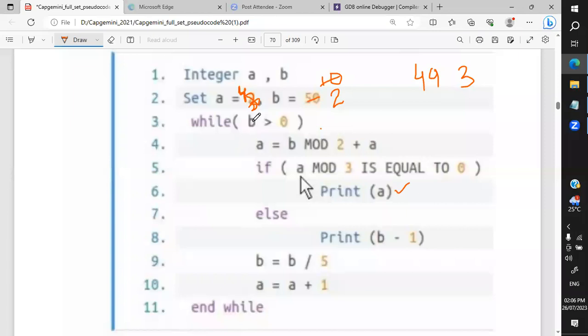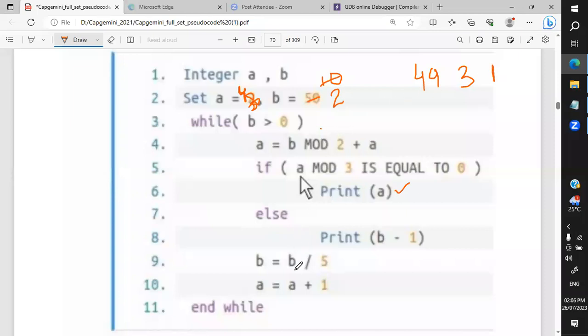Now again comes here B. 2 greater than 0. 2 enters inside. B mod 2. What is 2 mod 2? 2 mod 2 is still again 0 only. 0 plus A is what? A only. That means A is 4 only. No modification. Now 4 mod 3. What is 4 mod 3? 4 mod 3 is 1, right? 1 equal to 0. Is it true? False. Comes to the else part and prints B minus 1. That means what? 2 minus 1. 2 minus 1 is 1. So the third output we are getting is 1.